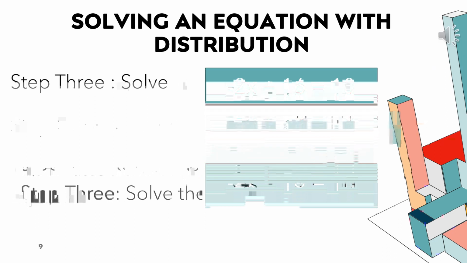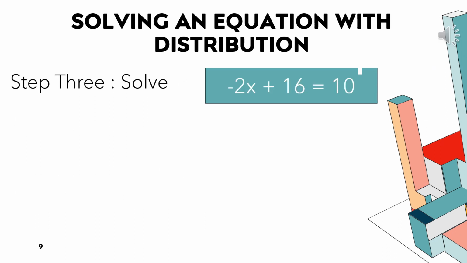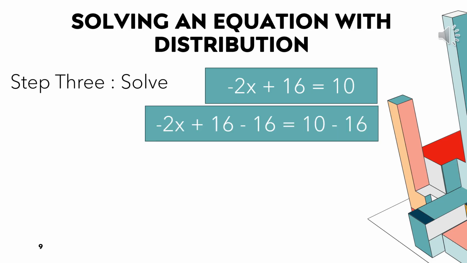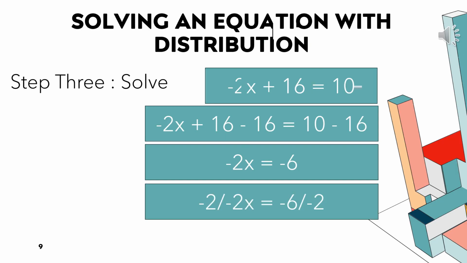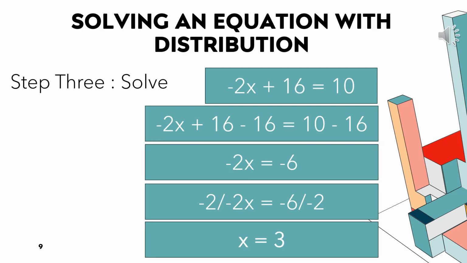To solve this problem, first, we will subtract 16 from both sides of this equation. This will give us negative 2x is equal to negative 6. Remembering that a negative divided by a negative is a positive, we know that our final answer will be positive. We finish solving by dividing both sides by -2. Since -6 divided by -2 is 3, the solution is x equals 3.